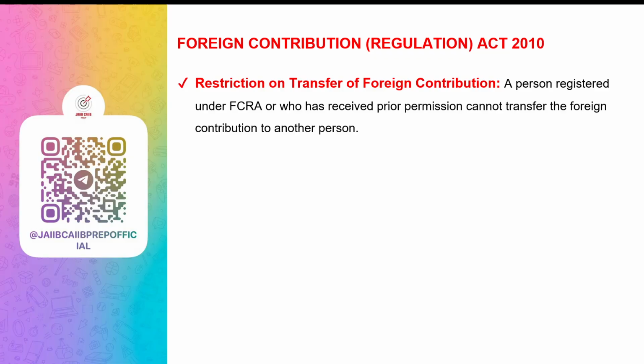So restriction on transfer of foreign contributions. So can foreign contributions be transferred to others? So the answer is simple, no. A person or organization that is allowed to receive foreign contributions cannot give it to another person unless the other person also has approval under FCRA.